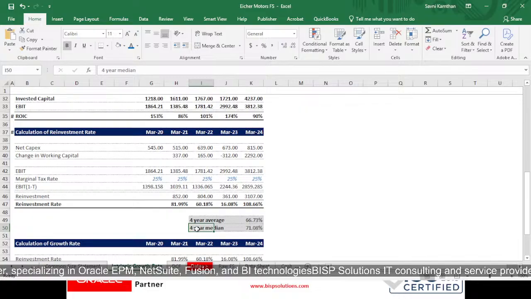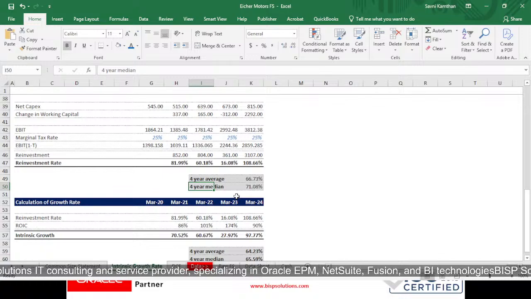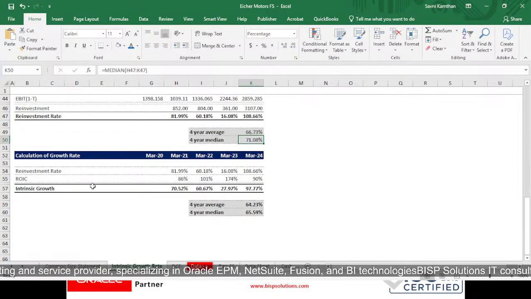And if we want to calculate our 4-year median, we will use the median function, and again the same range will be selected for calculation of the median. So here we get the 4-year average for our reinvestment rate and the 4-year median for our reinvestment rate, which is 71.08, right?